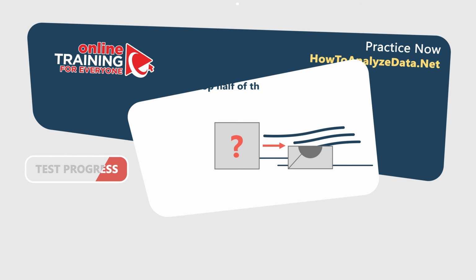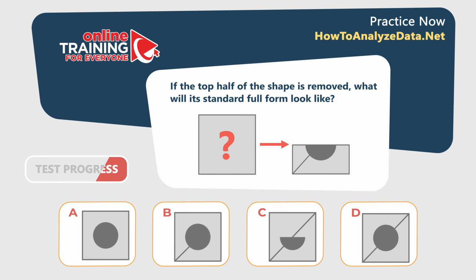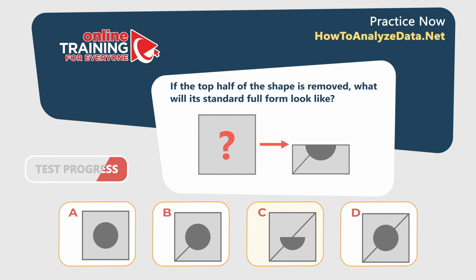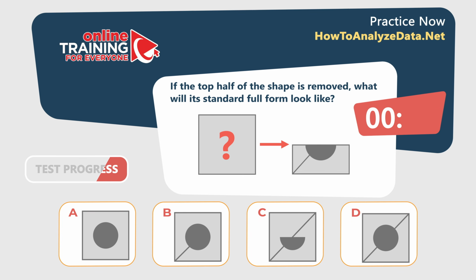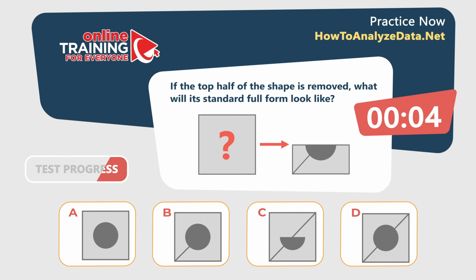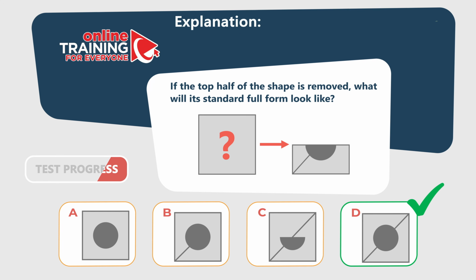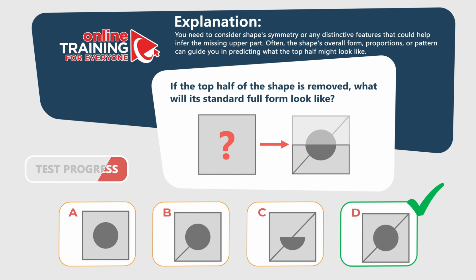If the top part of the shape is removed, what will the standard form look like? Your choices for the answers are A, B, C, and D. The correct answer is choice D, and here's why. You need to consider shape symmetry or any distinctive features that could help you infer the missing upper part. Often, the shape's overall form, proportions, or pattern can guide you in predicting what the top half might look like.